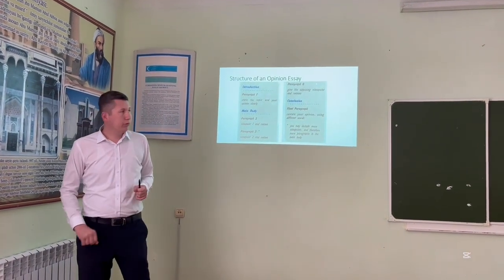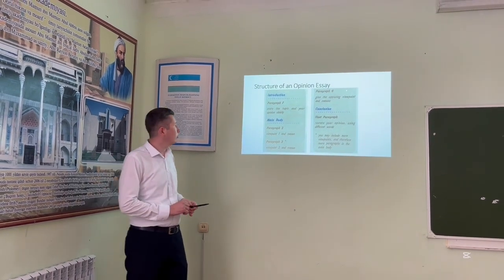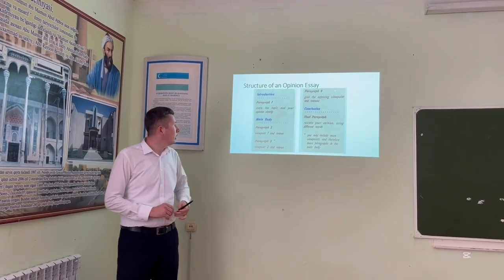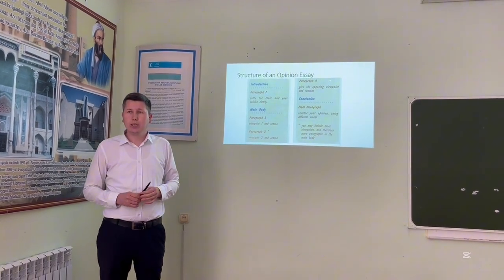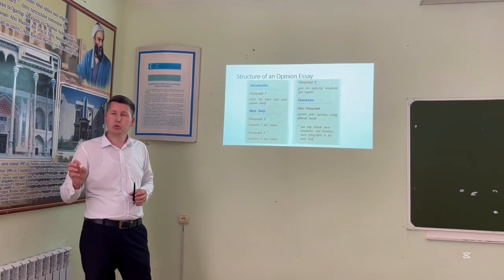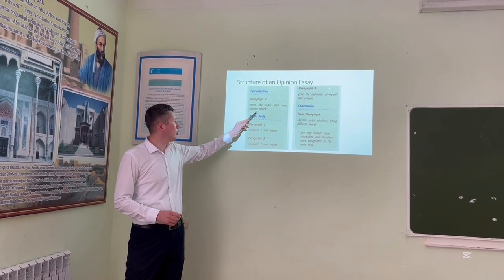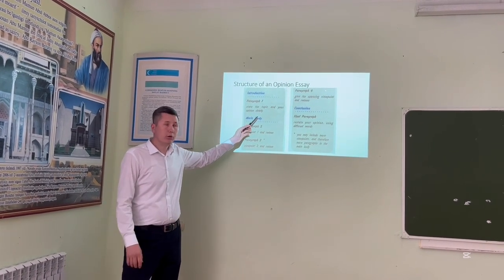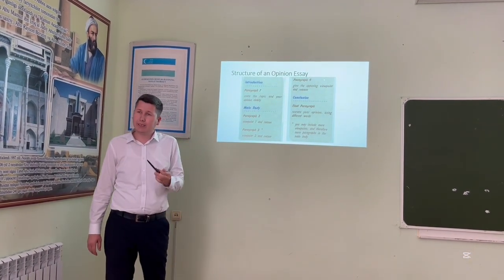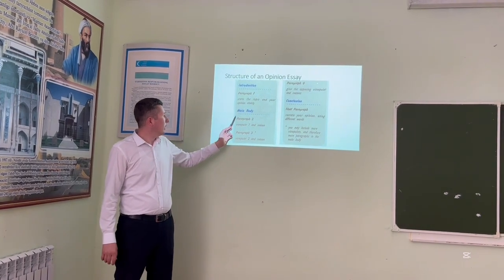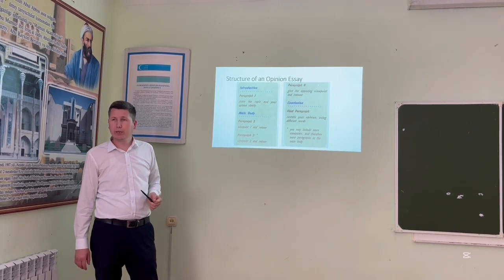So, before learning, we should know the structure of opinion essays. First, as usual, we should write an introduction, and now we'll see what we write in the introductory part. Then, paragraph 1, after giving the introduction. In paragraph 1, what do we write? First, state the topic and your opinion clearly. Then the main body. In the main body, you may write 2 or more paragraphs.